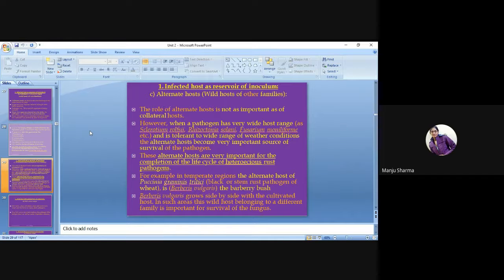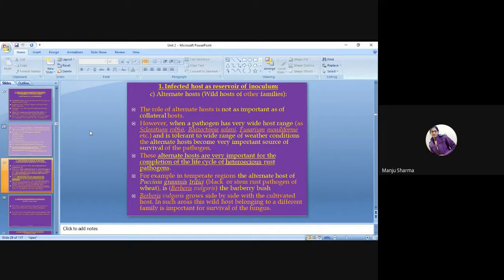Then third is infected host as a reservoir of inoculum, that is alternate host, that is wild host of other families. So the role of alternate host is not as important as of collateral host. However, when a pathogen has a very wide host range, as Sclerotium rolfsii, Rhizoctonia solani, Fusarium, and is tolerant to a wide range of weather conditions, the alternate host becomes a very important source of survival of the pathogen.